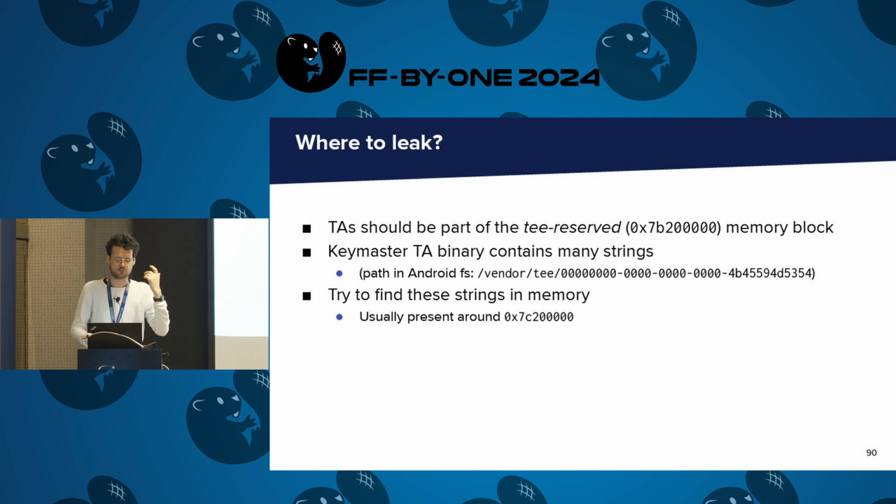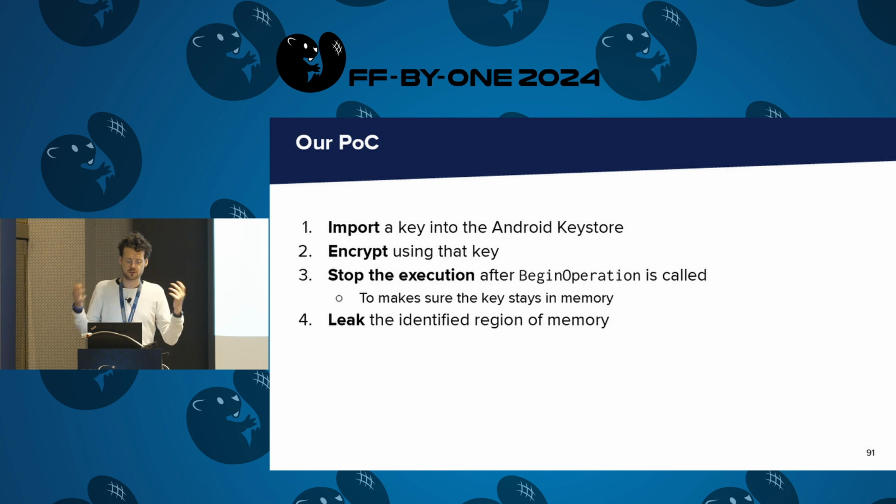You can tell that because of the many strings that the trusted applications have. And again, the binaries are stored in memory, so you can pretty much compare these strings and make sure that you're looking at the right thing. So at this point, our POC becomes more or less clear, I guess. We import a key into the Android Keystore. We encrypt using that key, but we stop the execution right after the begin operation is called. So at a moment where the key will be present in plain text in the memory of the keymaster TA, and then we leak it.